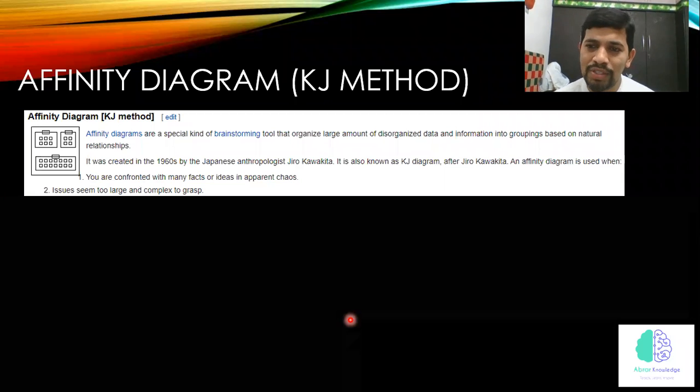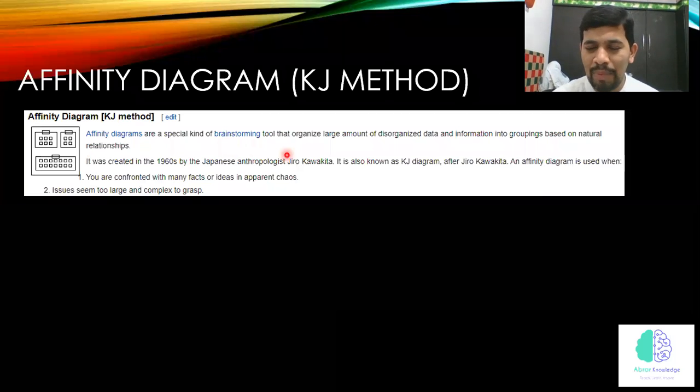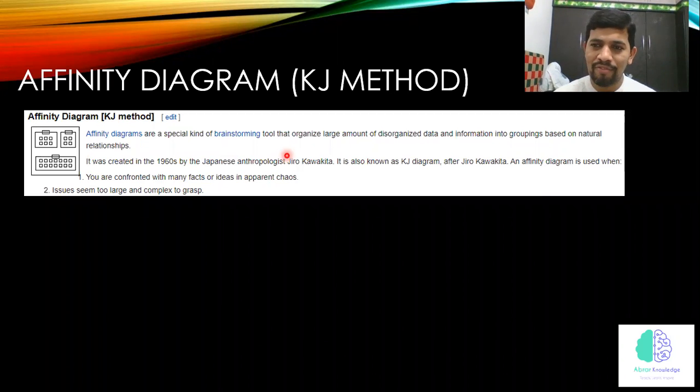Let's talk about the first tool, called the affinity diagram. This is also called the KJ method. Affinity diagrams are a special kind of diagram used in brainstorming. In brainstorming, you collect information from different people, like multiple different teams or a cross-functional team.